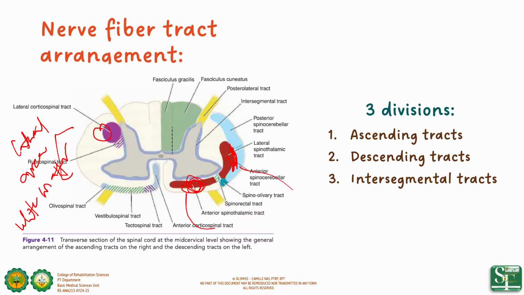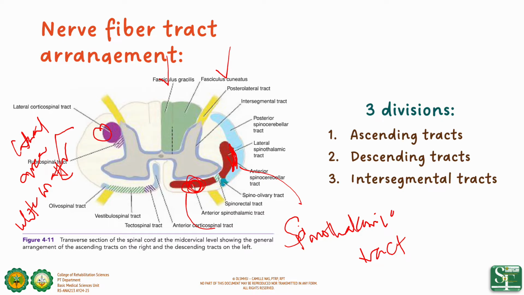spinothalamic tract. Dalawa kasi yung fiber ng spinothalamic tract. Okay, and then we have the fasciculus gracilis and the cuneatus, pinakamadaling ma-identify, no? And then yung mga spinotectal, spinocerebellar, be familiar with them as well. Pero ang pinaka-common kasing mga tracts would be yung mga minention ko, corticospinal tract, your dorsal column, which are your fasciculus gracilis and cuneatus, and the spinothalamic tract, anterior and the lateral fibers.